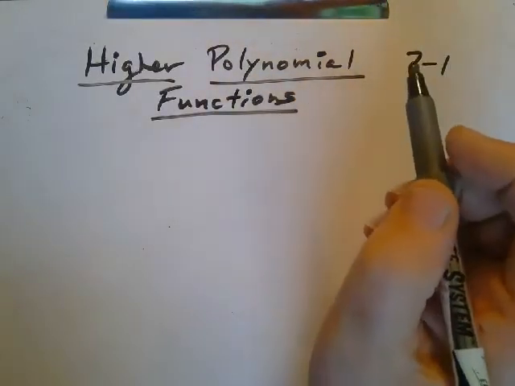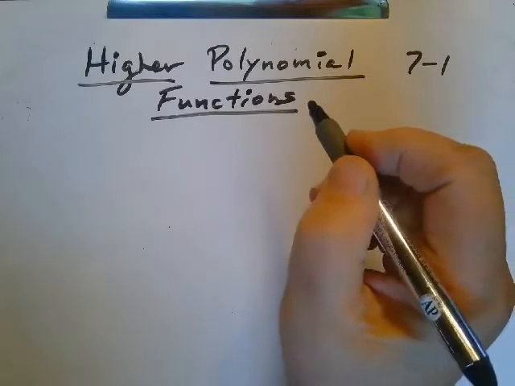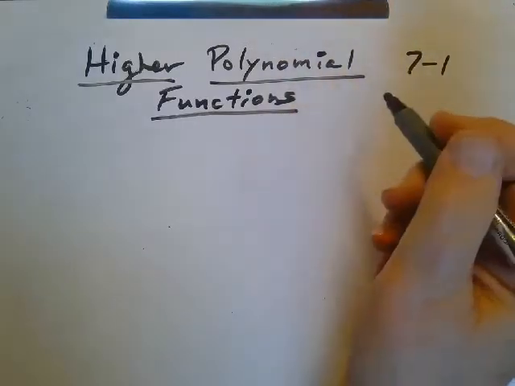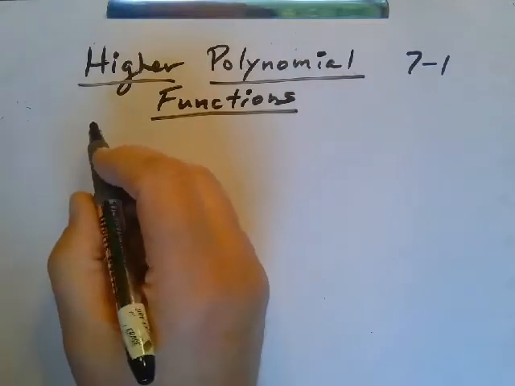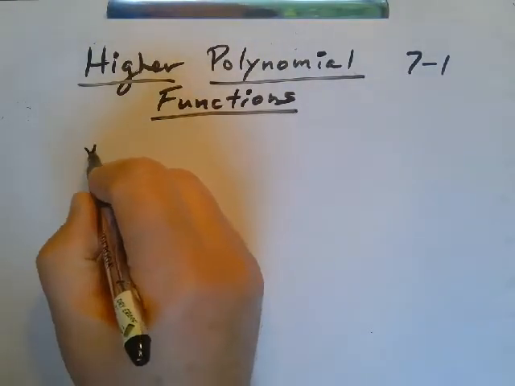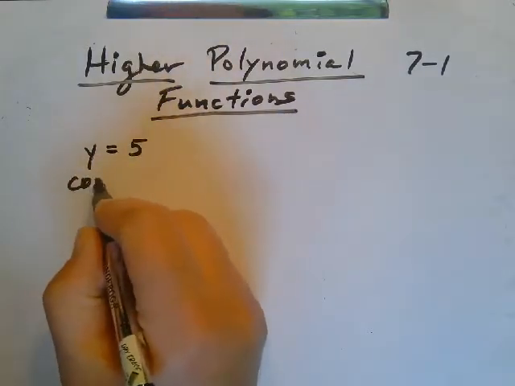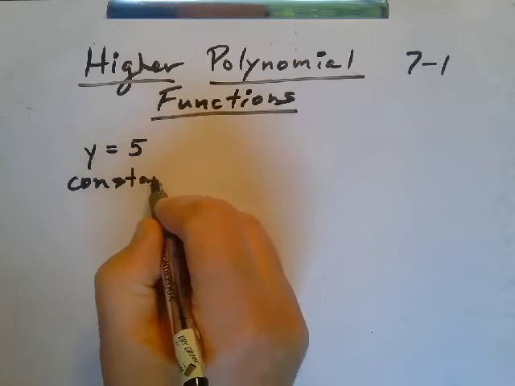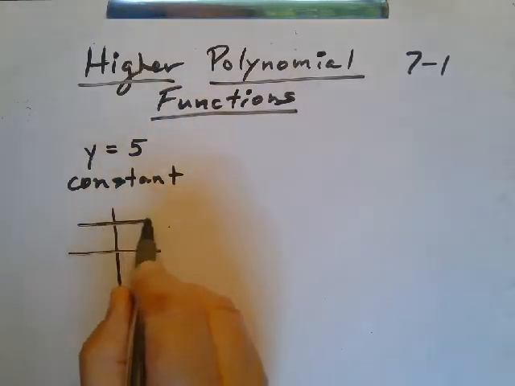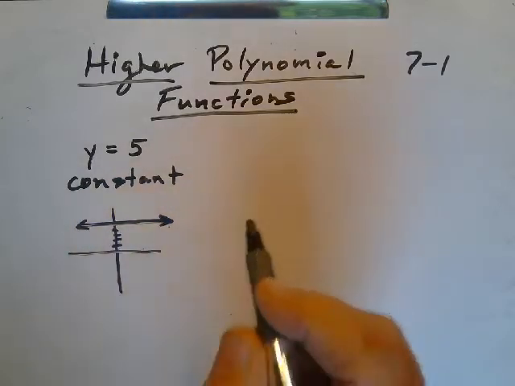Well, what it's referring to is polynomials are things that have a variable and maybe an exponent. For a very long time, you have looked at linear equations. If you saw an equation that was y equals, say, 5, this is what we call a constant function. Constant. And it's a graph that is a horizontal line.